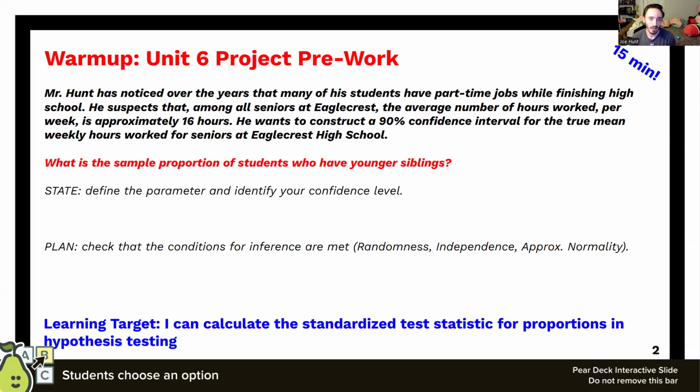Mr. Hunt has noticed over the years that many of his students have part-time jobs while finishing high school. He suspects that among all seniors at Eagle Crest, the average number of hours worked per week is approximately 16. And I'm looking to construct a 90% confidence interval for the true mean hours worked per week by seniors at our high school. So to kind of open things up, what I want you to think about with your group mates here is: what is it that we're trying to estimate? What's the level of confidence?